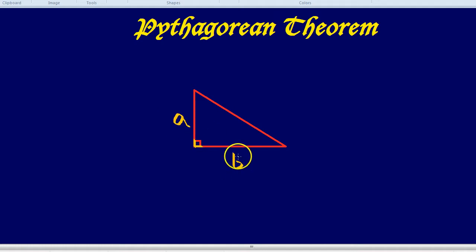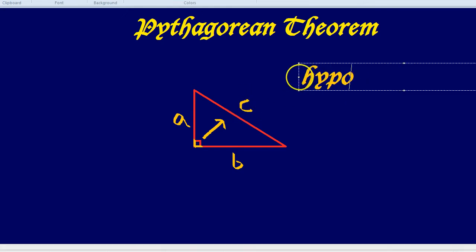We always have to label the side opposite the little box, which is also always the longest side, C. That is called the hypotenuse. You may have heard of that, the hypotenuse. That's the side C.